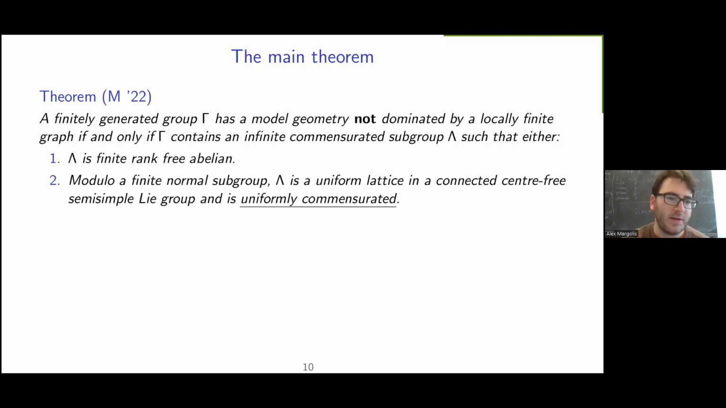The second alternative is that, modulo some finite normal subgroup, lambda is a uniform lattice in a connected, center-free semi-simple Lie group, and moreover, we assume that lambda is uniformly commensurated. So it's not enough to have a commensurated subgroup that's a lattice in a semi-simple Lie group; it has to be uniformly commensurated as well.